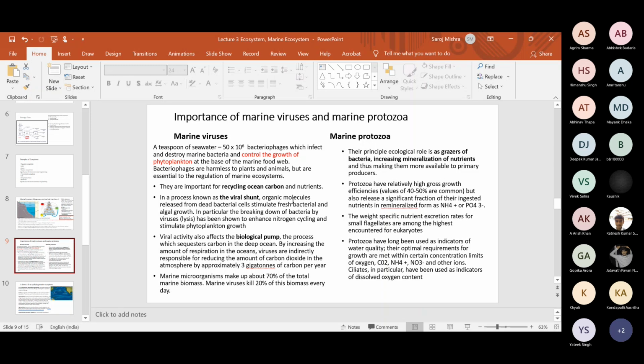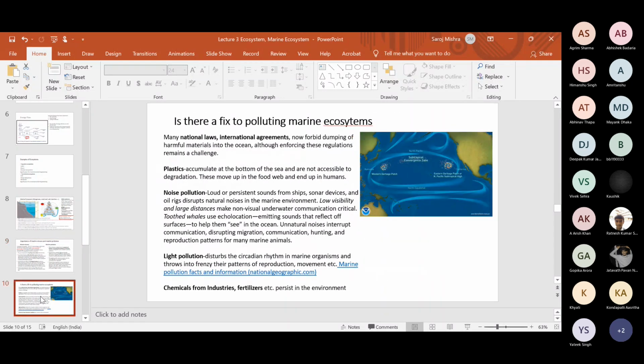There is a slide. Please read this on the importance of marine viruses in order to understand their role in nutrient recycling, etc. And let me just move very quickly now to the other slide.